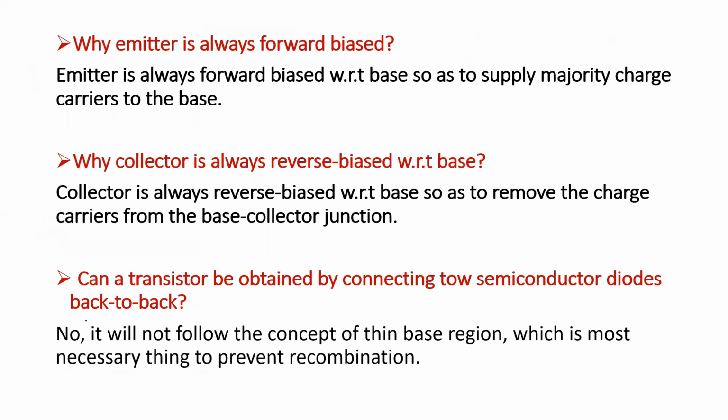Now, why is the emitter always forward biased? I have mentioned that here. Why is the collector always reverse biased? I mentioned the point here. And can we form a BJT from two back-to-back connected diodes? I think we cannot form the BJT by it. So two back-to-back connected diodes cannot be used as a BJT model.